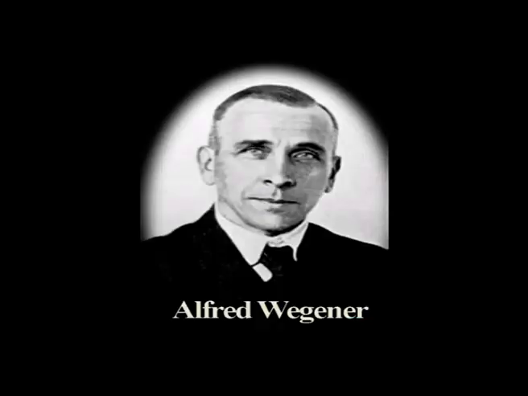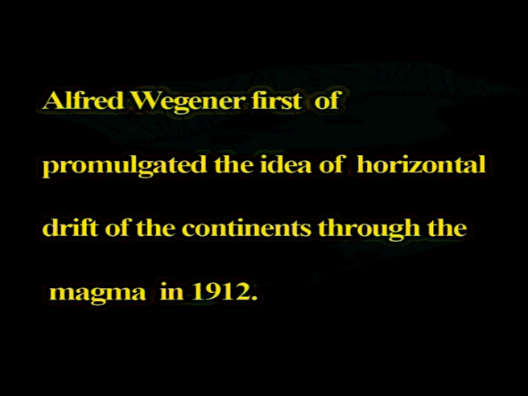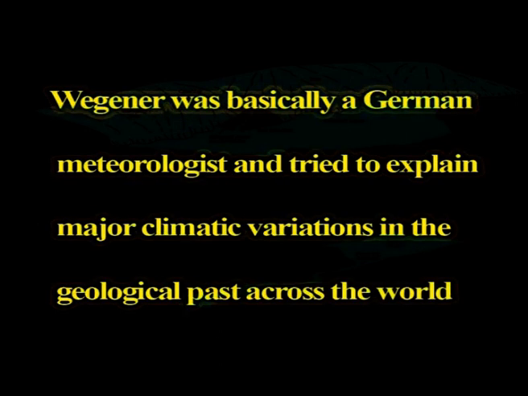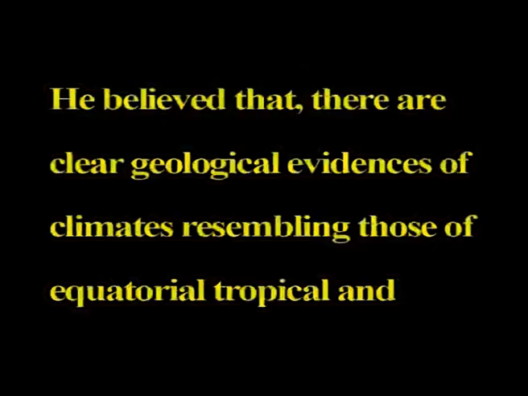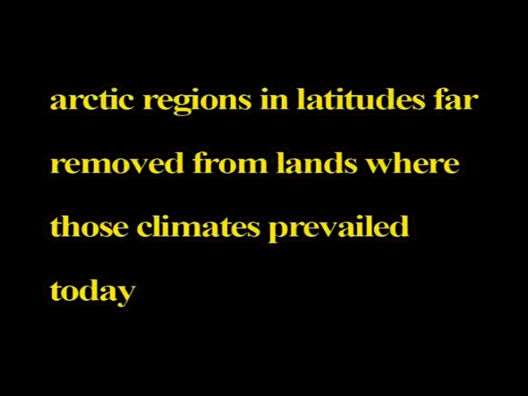Alfred Wegener first postulated the idea of horizontal drift of the continents through the magma in 1912. Wegener was basically a German meteorologist and tried to explain major climatic variations in the geological past across the world. He believed that there are clear geological evidences of climates resembling those of equatorial, tropical and Arctic regions in latitudes far removed from lands where those climates prevail today. The solution to the enigma evidently involves the movement of either the land or the climates.